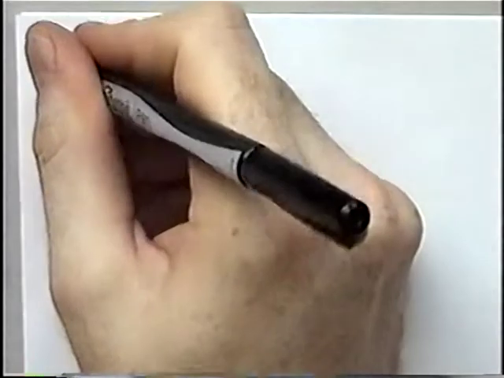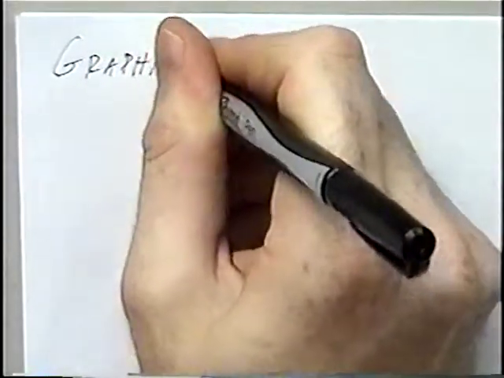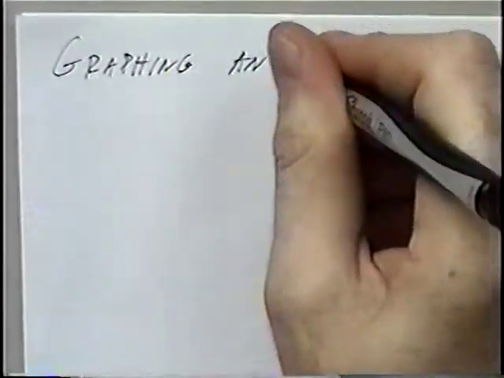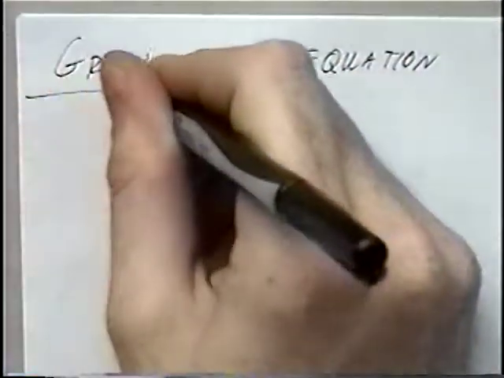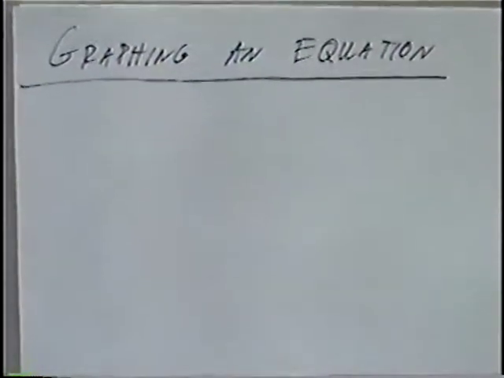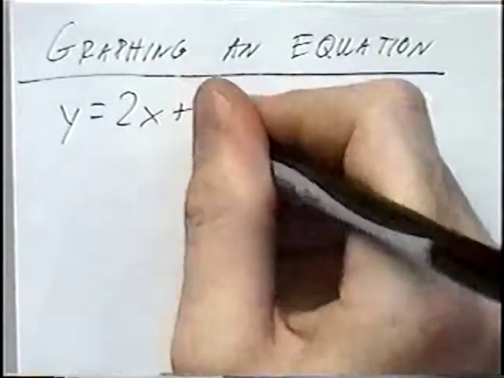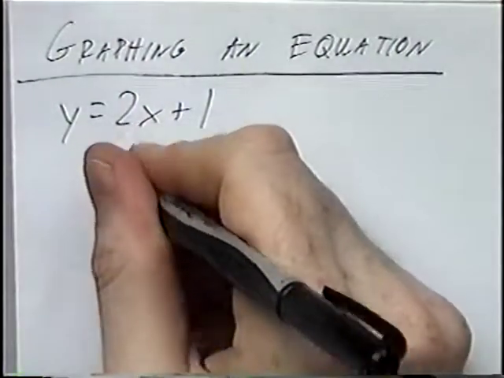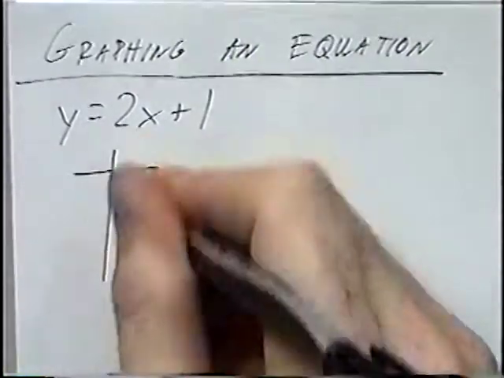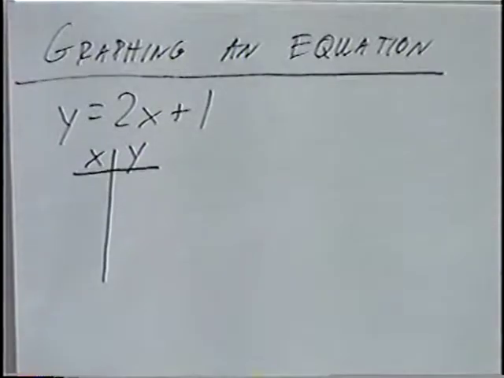Title of the first section today is Graphing an Equation. First equation we'll graph is y equals 2x plus 1. To first graph this equation, we can draw a t-table or xy t-chart. We'll put x on the left side and y on the right side.